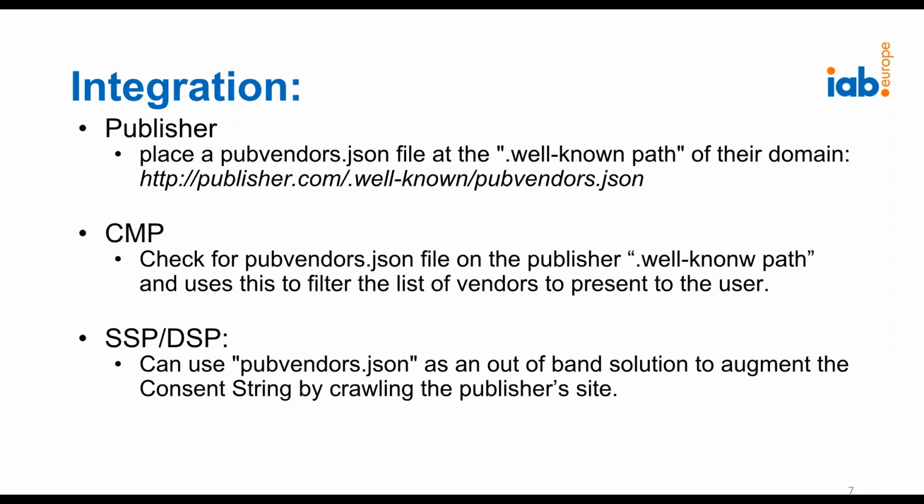And then the SSPs and DSPs, they can use the Pubvendors.json to augment the content string they're receiving by crawling the publisher side. So you get the content string, but you can also go and check for this call, whether for this publisher, you have Pubvendors.json and whether the publisher put additional restrictions on myself as a vendor. If we continue to the next slide, please.